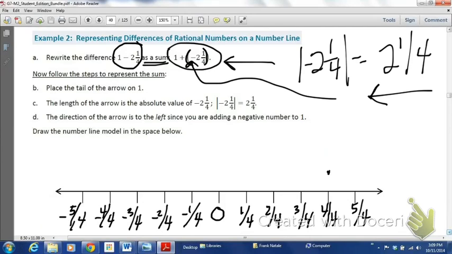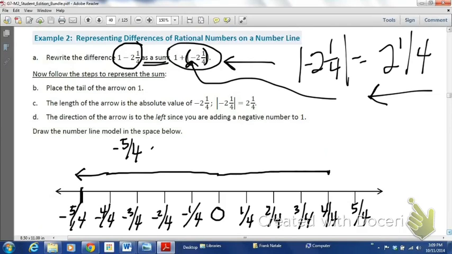It's a negative move. Okay, so I'm going to go 2 1/4. So here we go. I'm going to go to 0. That's 1, and then I'm going to go over there to negative 1. That's 2, and then another fourth, which is right there. Okay, so that drops me off right here at a negative 5/4, or negative 1 1/4.